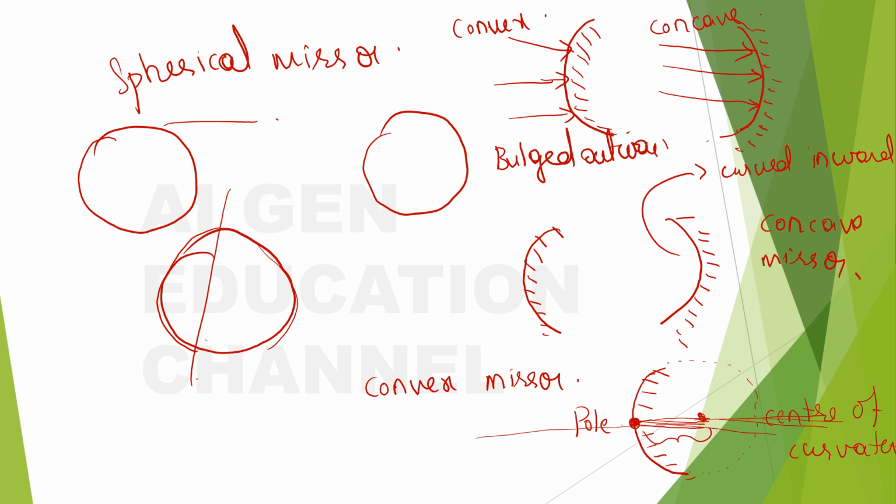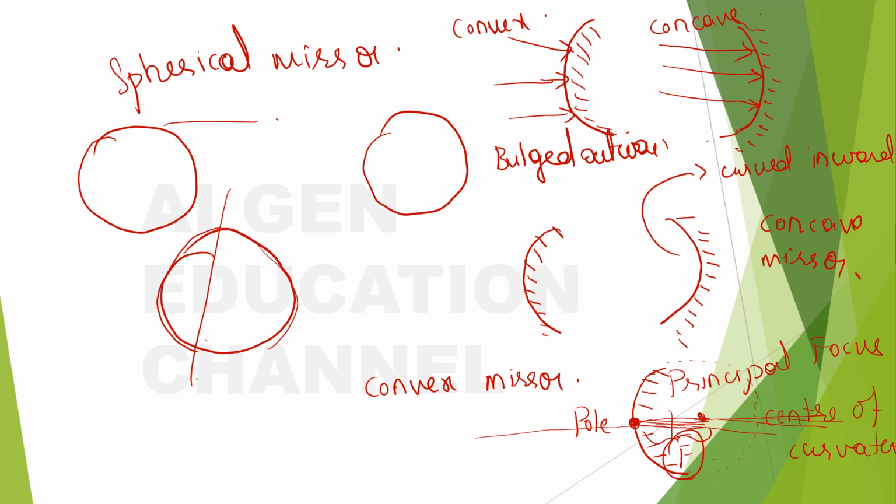Now you know about the pole, which is the center of the mirror, and the center of the sphere, called the center of curvature, and the line joining the pole and the center of curvature, called the principal axis of the mirror. The midpoint of the pole and the center of curvature is called the principal focus. It is termed F. Now you know about the principal focus too.